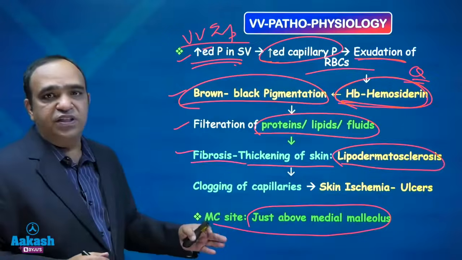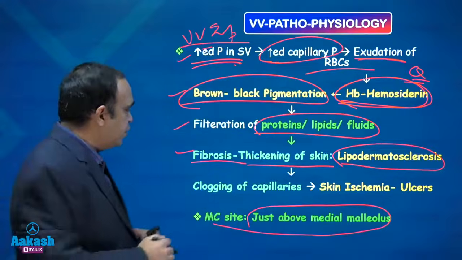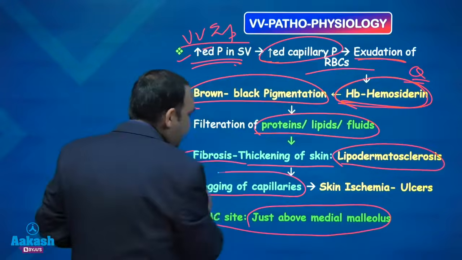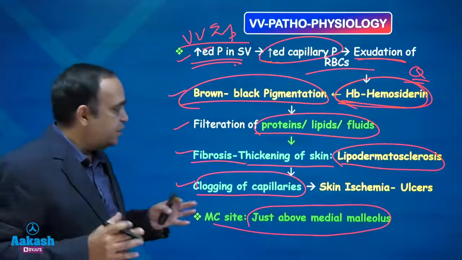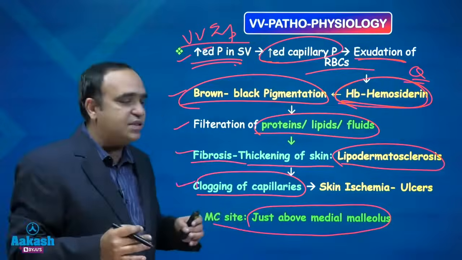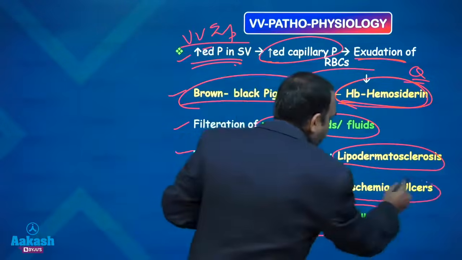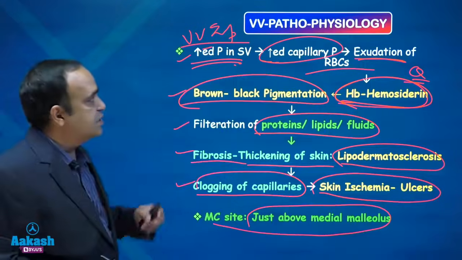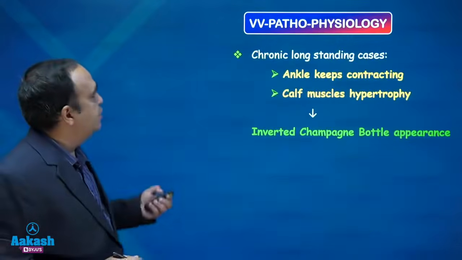This is sequence of changes, right? Lipodermatosclerosis. Then in the end, there is clogging of capillaries, capillaries get blocked, so skin becomes ischemic, and then it starts breaking up, leading to formation of ulcers, right? So this is the sequence of events.